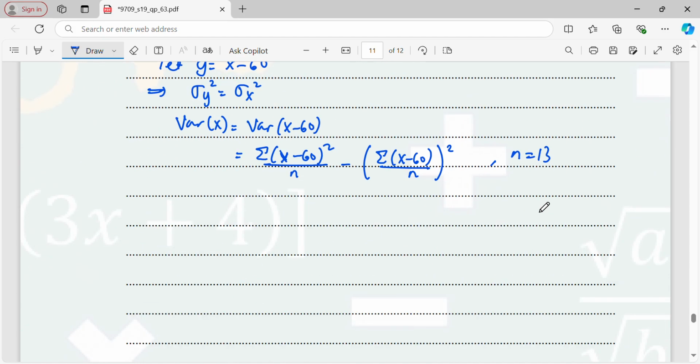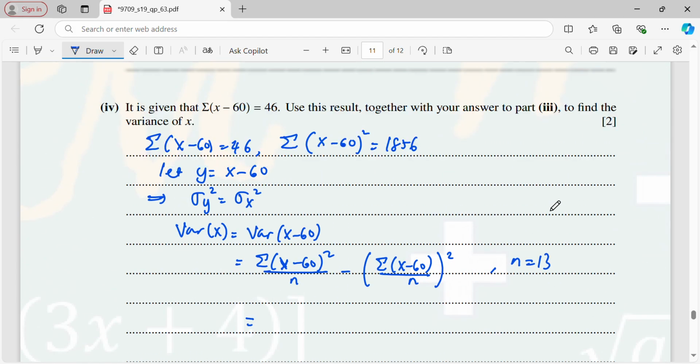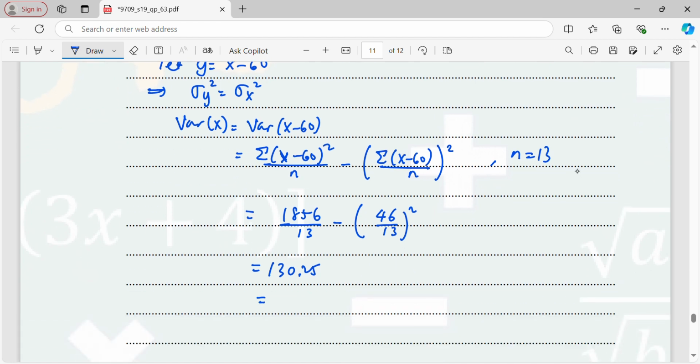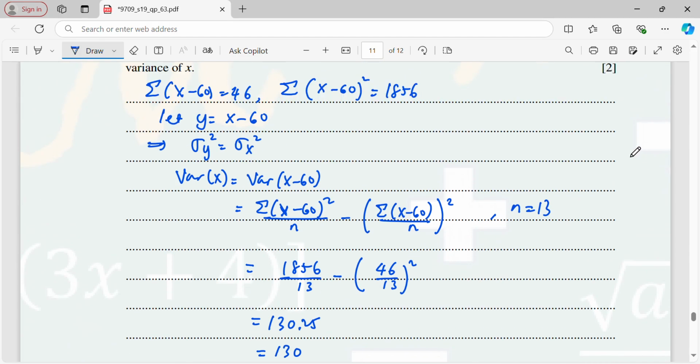Now just replace the values. This is going to be 1856 over 13 minus the square of 46 over 13. And then here, you will be getting the answer of 130.25. And now if I round to 3 significant figures, that is going to be 130. So that is our variance of x using the coding method.